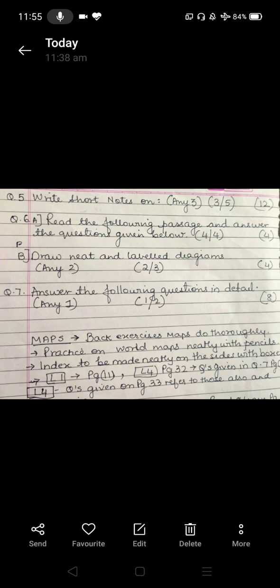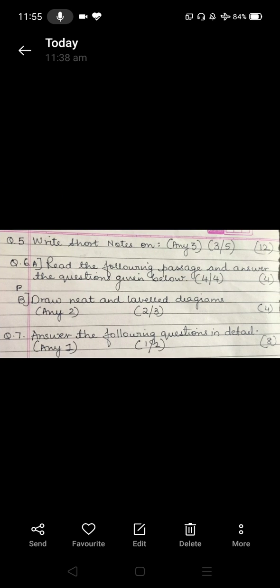Then as I said, we are going to say write short notes. Any 3 you are going to attempt. Look at the marks which are allotted, 12 marks. So each short note is for 4 marks. Point wise, better it is to answer.